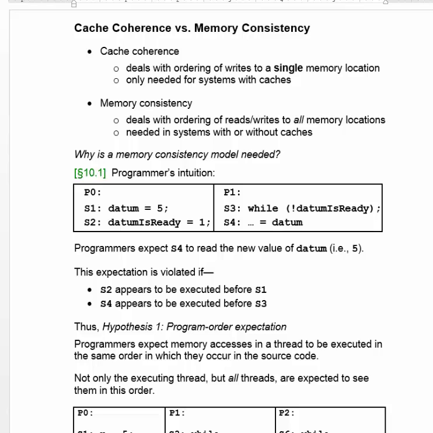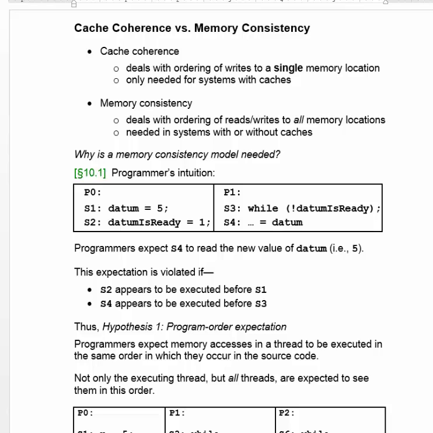But if you have multiple copies, as in caches, then you need to make sure that the changes made to one cache are seen in order by the rest of the system. Memory consistency, on the other hand, deals with ordering of reads and writes to all memory locations. And even if you didn't have a cache, you'd still need it. See, with cache coherence, you're dealing with writes to a single location, and there's only a single location if you don't have a cache. But with memory consistency, you've got multiple locations, even if there isn't multiple copies of a particular data item, and accesses to those locations need to be kept in order.